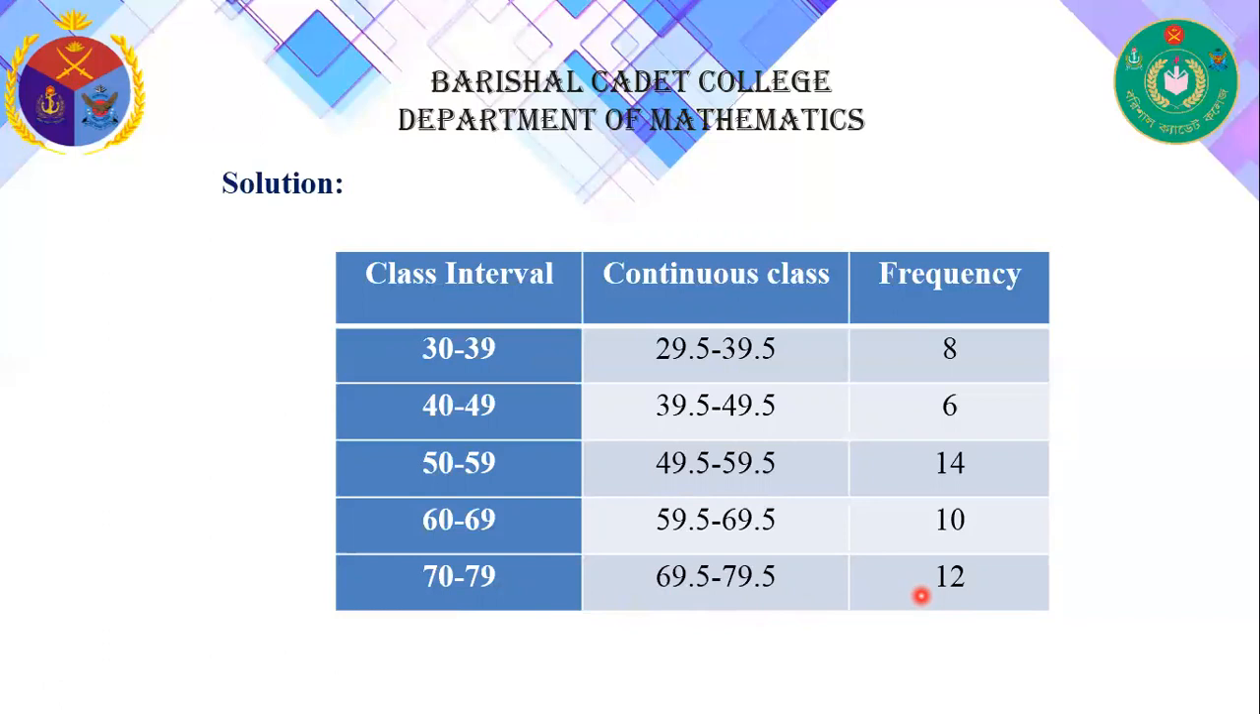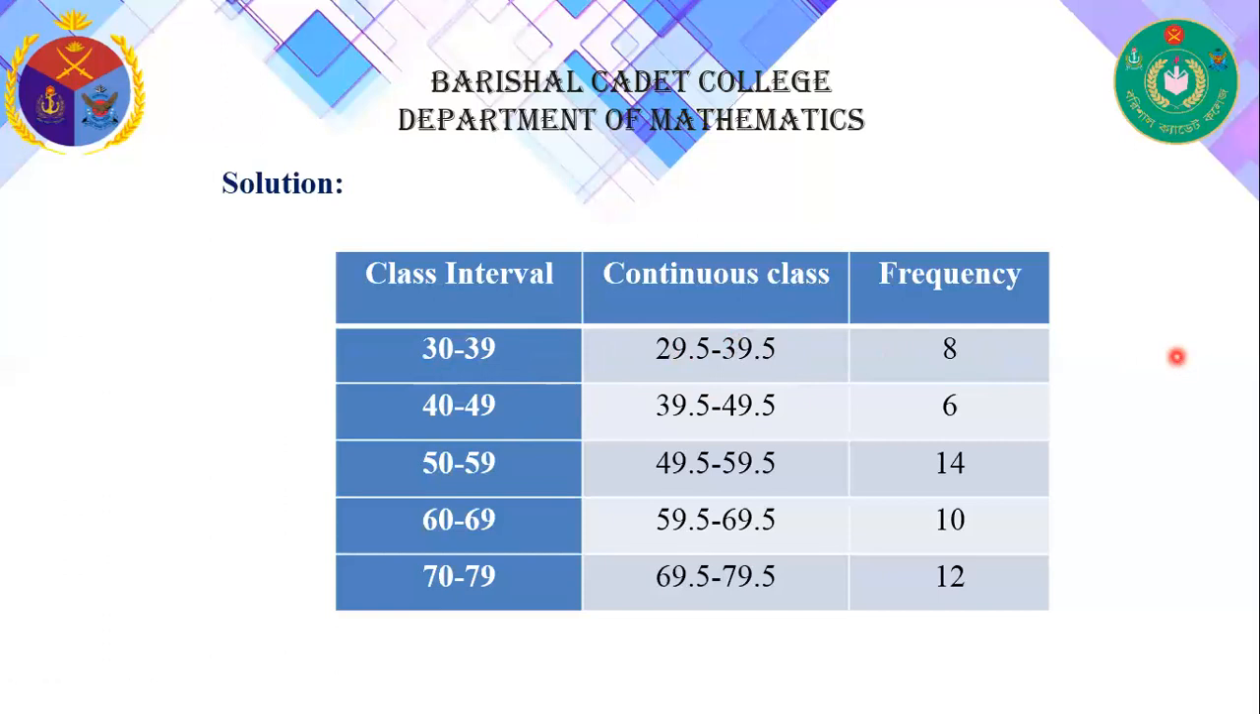or continuous class interval. Here the gap between 39 and 40, the mid value of 39 and 40 will be the boundary. That means 39 plus 40 divided by 2 equals 39.5. That's why 39.5 is the class boundary. That is 29.5 and here 39.5. I hope you understand.